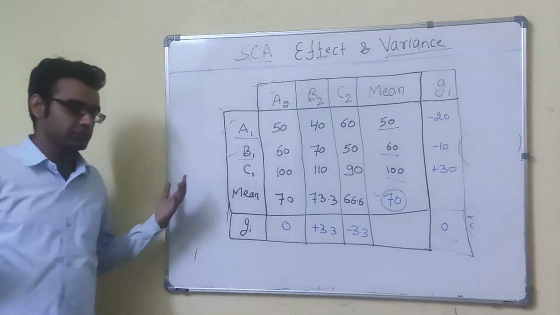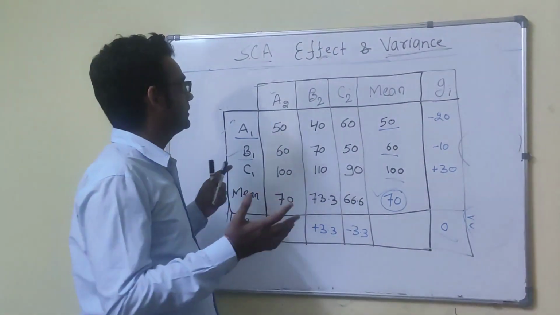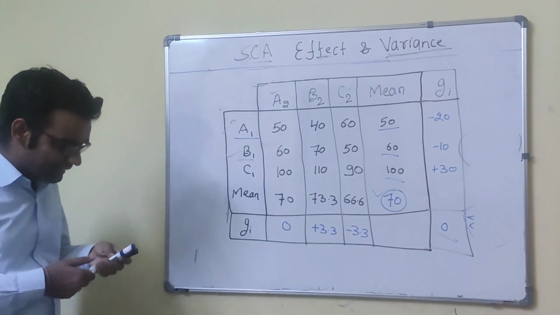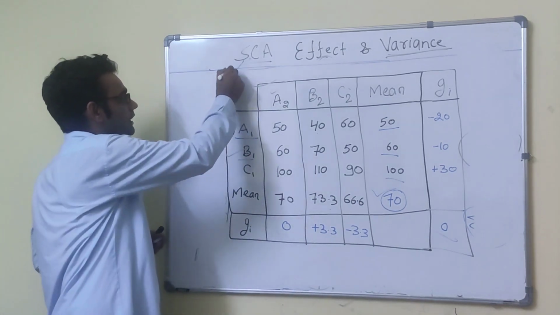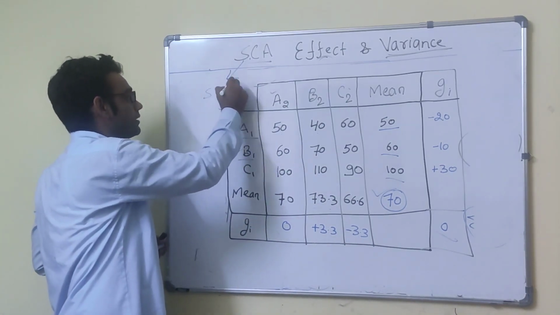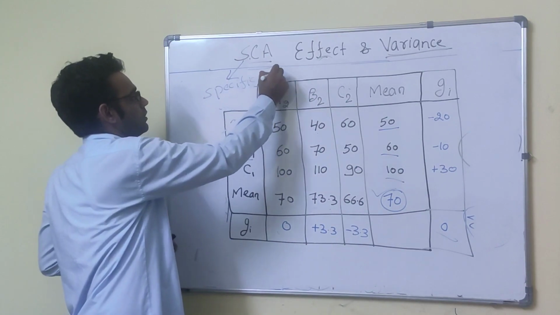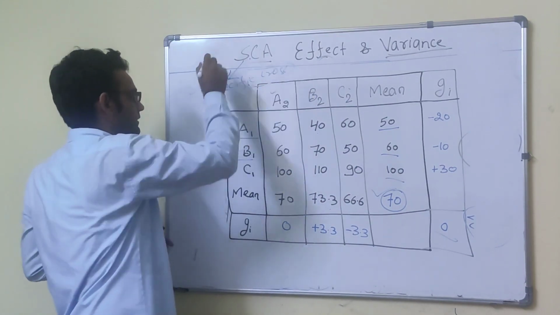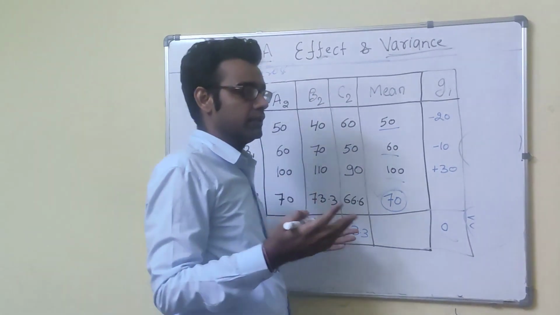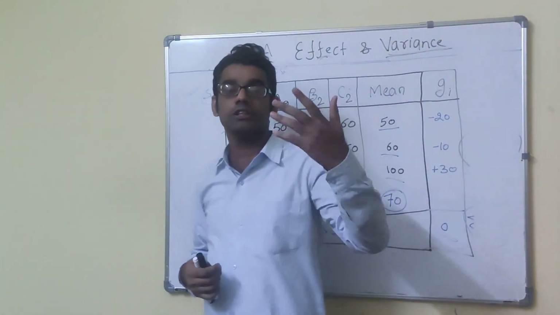SCA effect and the variance. In the previous video, I discussed the GCA effect and the variance. So, as with GCA, what is SCA? The relative performance of the specific cross-head. Okay, this is SCA. It means GCA is related to the parent and SCA is related to the specific cross.